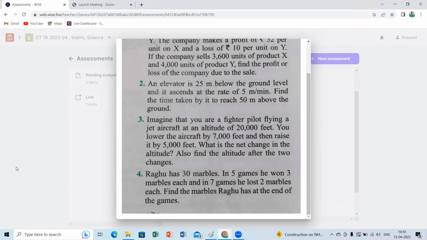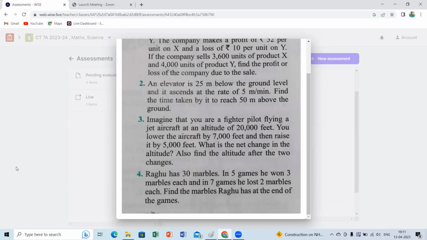One. Initially, how many marbles did Leshita have? 30. 30 plus 1 is 31. So at the end, how many marbles is Leshita having? That's the question. So, 31 marbles. Leshita has 31 marbles at the end of the game.